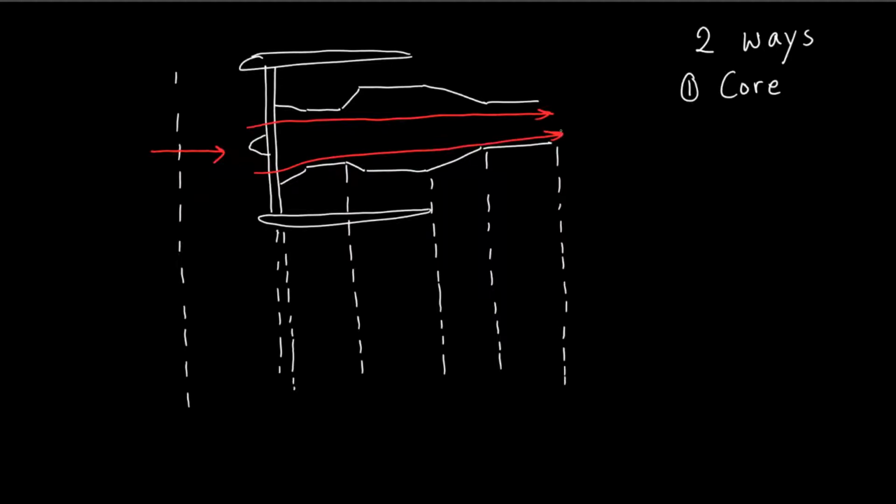The second way that air can pass through the turbofan is the bypass. The bypass is what it sounds like. So I'll label that as blue. So when air is coming in, it does not go through the core, but it goes through the bypass.